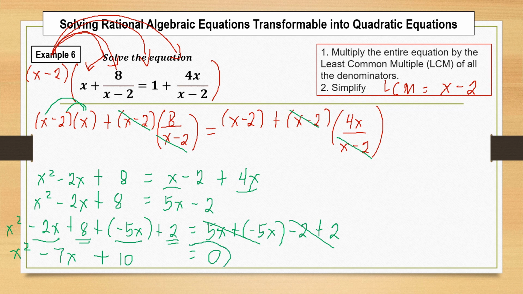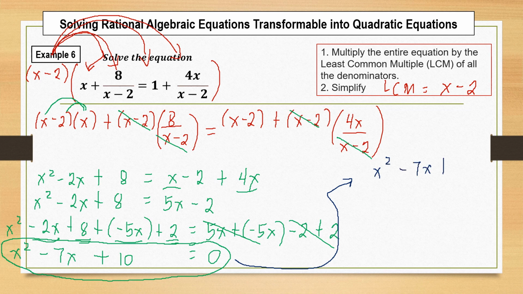So we have now transformed the rational algebraic equation into a quadratic equation written in standard form. That is, x squared minus 7x plus 10 is equal to 0. We can now solve it using the method of our choice. X squared minus 7x plus 10 is equal to 0. So let's say we chose factoring.